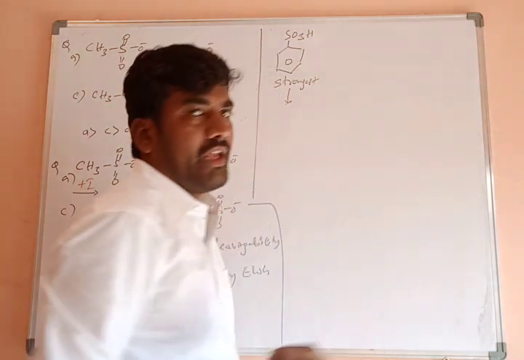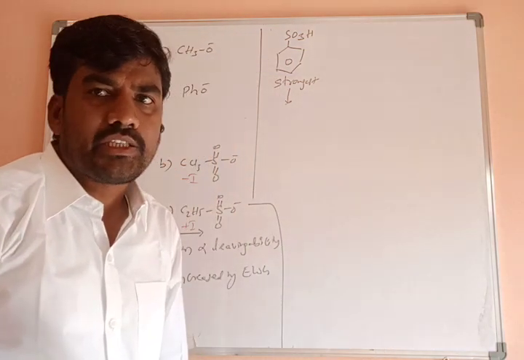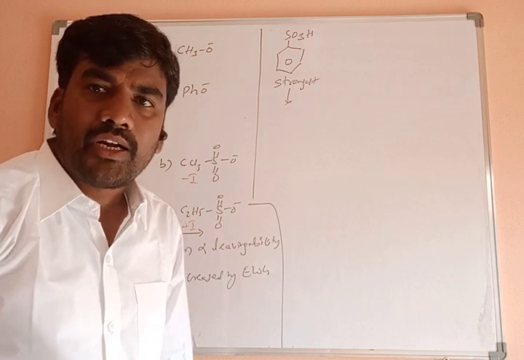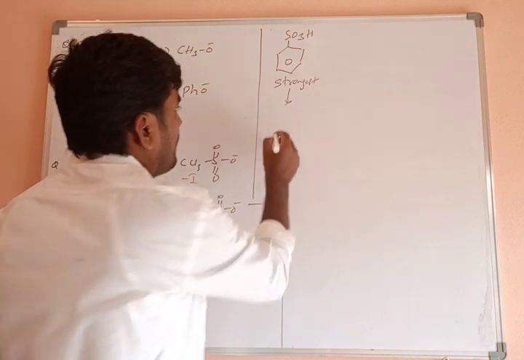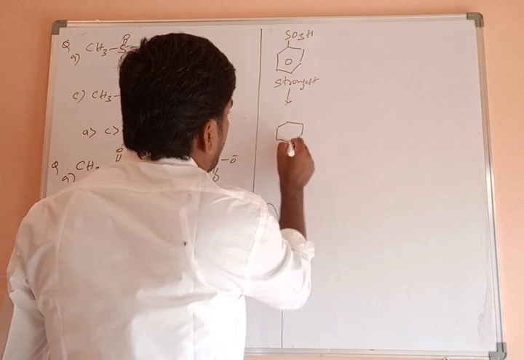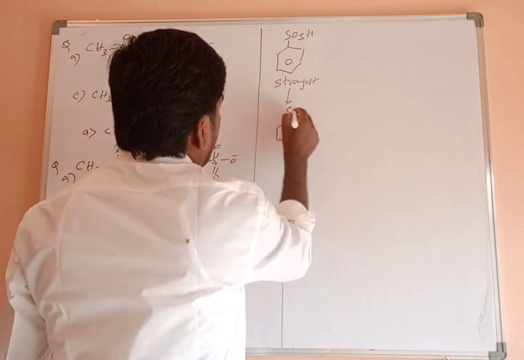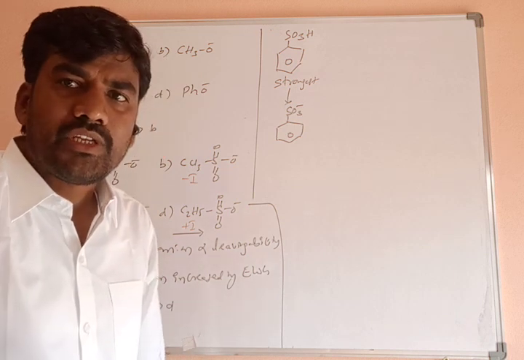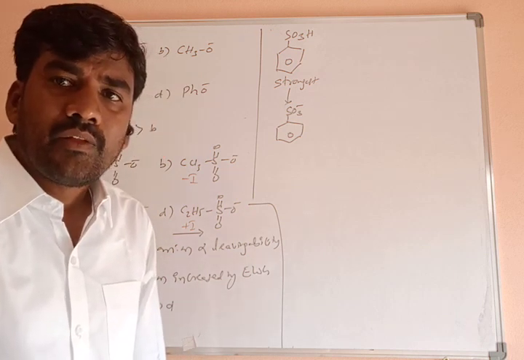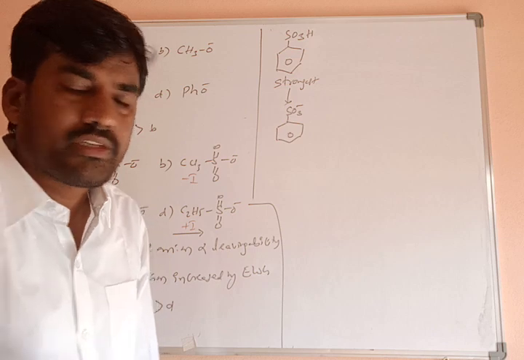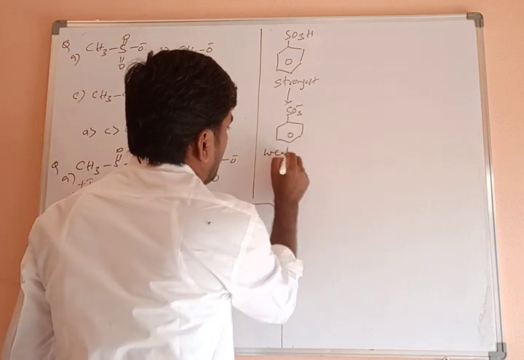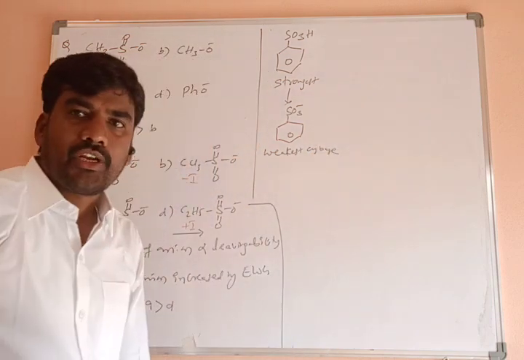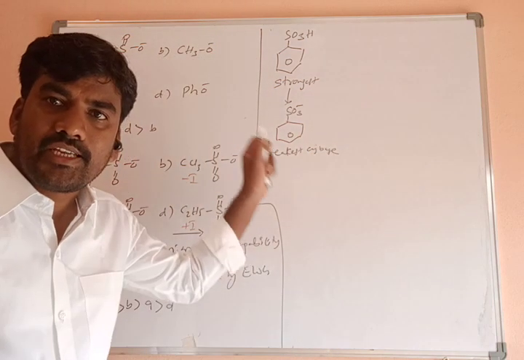It ionizes, producing H plus ion. It is acidic in character, so it produces H plus ion. After cleavage of the bond between oxygen and hydrogen, we get the benzene sulfonate anion, SO3 negative. Now, the benzene sulfonate anion is the weakest conjugate base, because it is generated from the strongest acid.